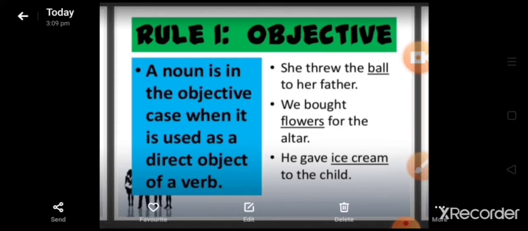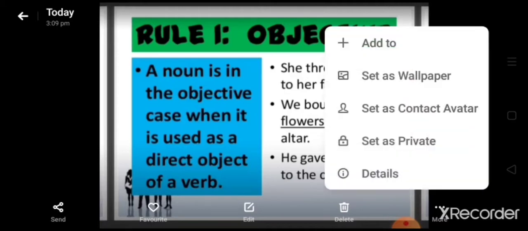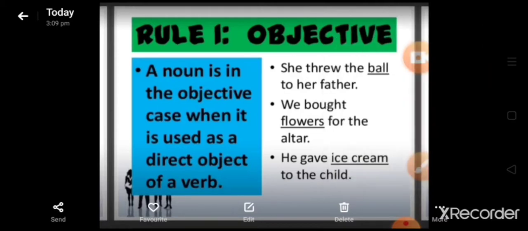To find out the object of the verb, we put what or whom after it. In the sentence, the man hits what? The door. So the door is the object. This way we can understand what the objective case is.